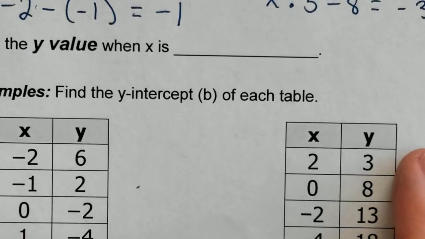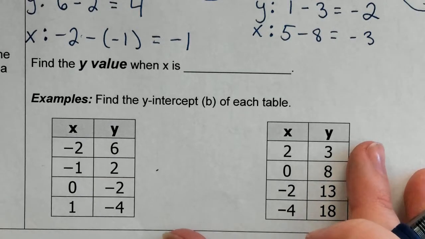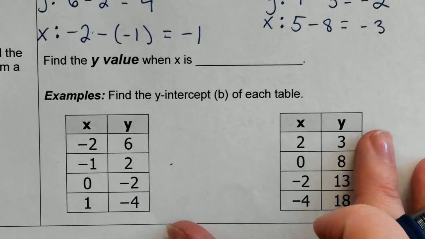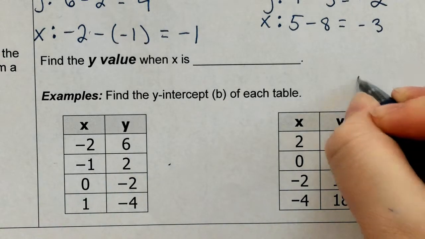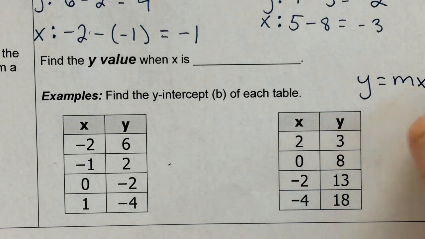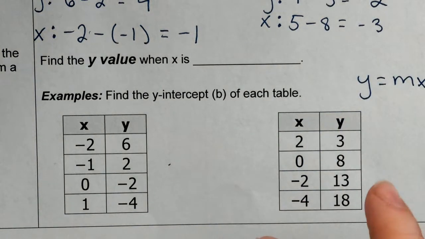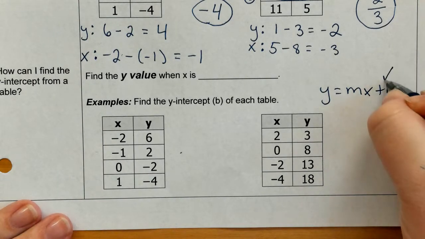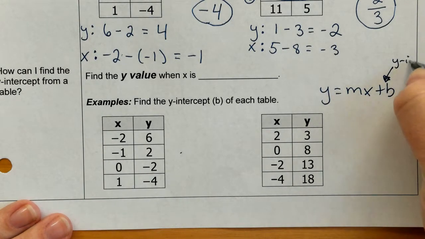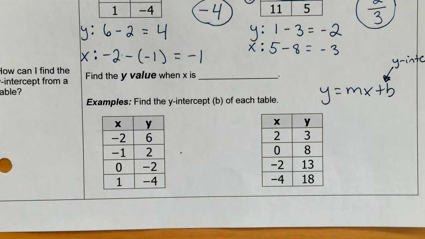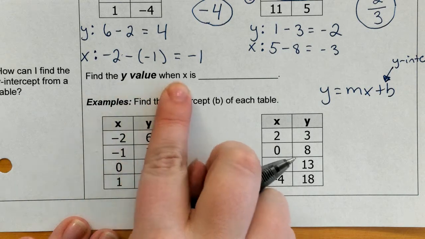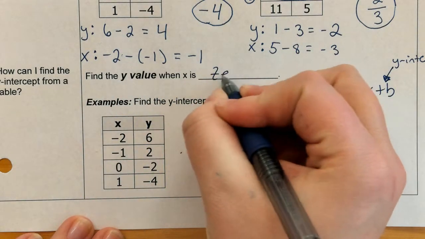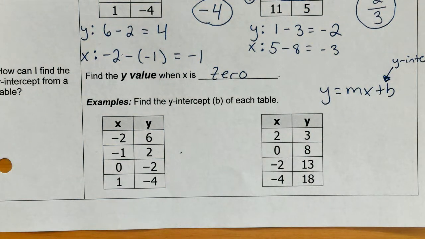So let's go on to something a little bit easier, and that's finding the y-intercept from a table. The y-intercept is that b part of our equation. Again, when we look at slope-intercept form, y equals mx plus b, we're focusing right there. That's our y-intercept. So what we do is we look in that table and we find the y value when x is 0. That's what we're focusing on.